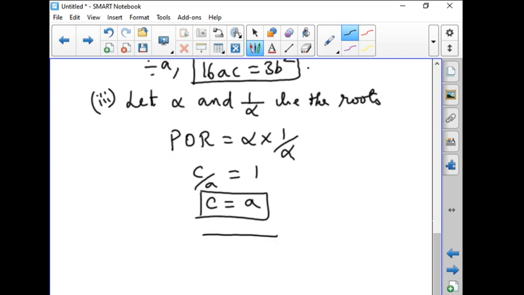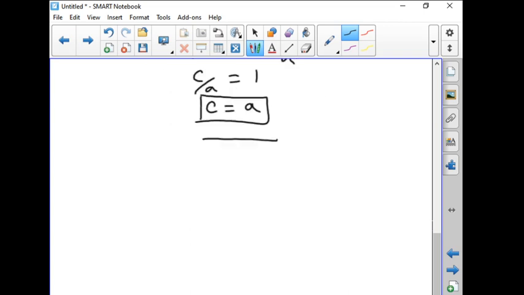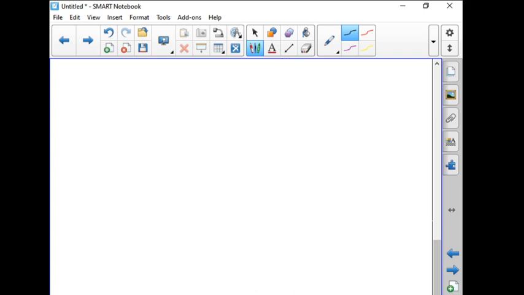Okay, students. So, now let us go to the next problem. Two equations are given in problem number 7. If the equations have one root in common and if the second equation has equal roots, then prove that AE is equal to 2 into (B plus F).